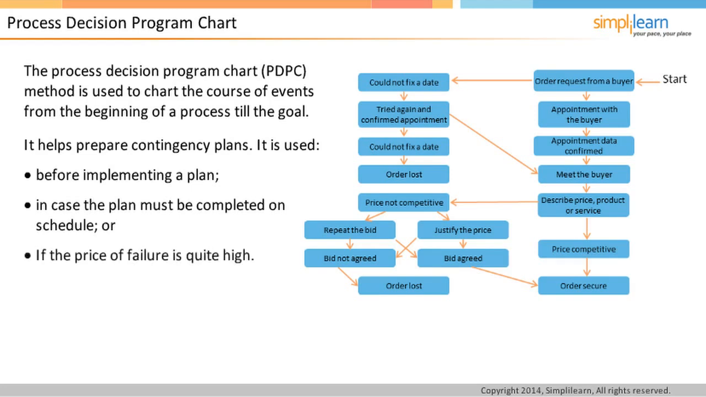The given process decision program chart shows the process which can help in securing a contract. The process starts when the seller receives an order request from a potential buyer. This can lead to fixing an appointment with the buyer, confirming the appointment date, and meeting the buyer. If a date is not fixed, then buyer should be contacted till the meeting is confirmed. Without a meeting, there is a risk of losing the order. Considering an optimistic scenario, where a meeting is fixed with the buyer, the seller describes the price of the product or service. If the price is competitive, the order is secured.